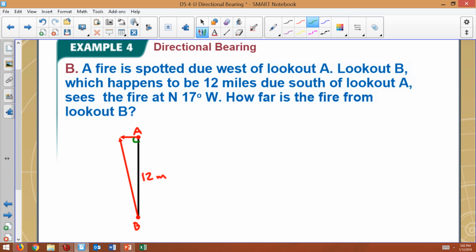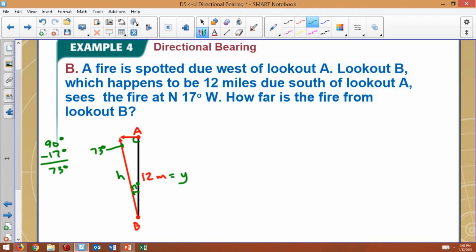We know this is a 90-degree angle. We also know this is 17 degrees. To find this angle, you would subtract it from 90. So 90 minus 17 leaves us with 73 degrees. That's what goes here. We know this is 12. We want to know how far it is from lookout B. Well, this distance is our hypotenuse, that's an h. So I'm given a y, and I'm looking for an h.